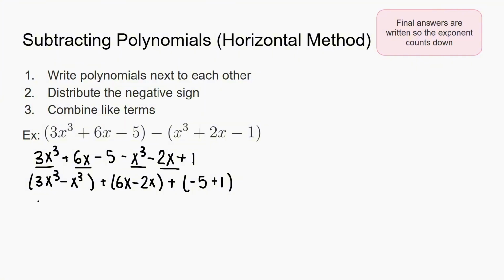So this gives us 2x cubed plus 6x minus 2x, which is 4x. And then plus negative 5 plus 1, which is negative 4. And as you can see, our final answer is already written with the exponents counting down. 3, 1, 0. Our final answer is 2x cubed plus 4x minus 4.